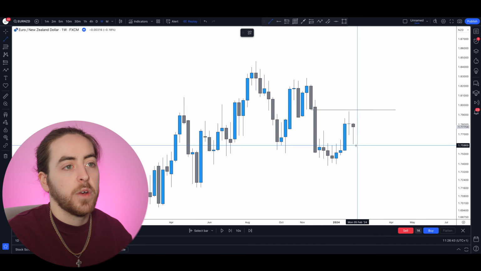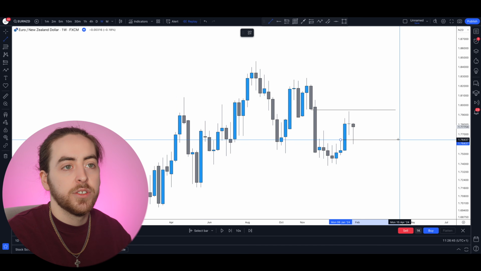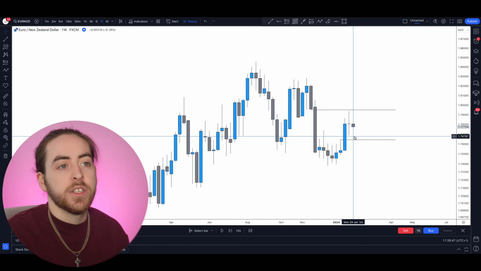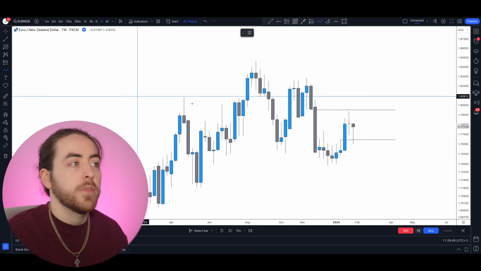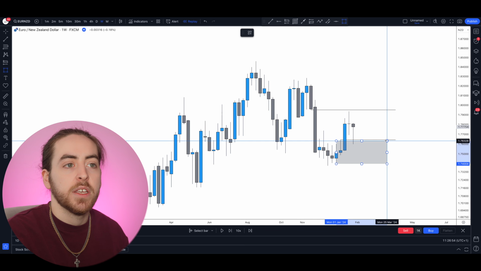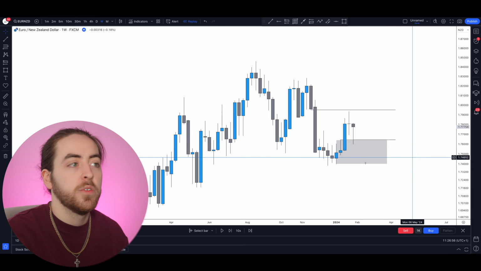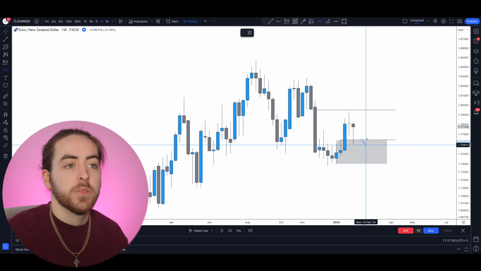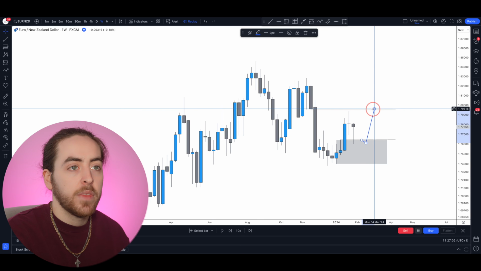Now below that, we have as well a demand zone here on the weekly, just there, which has just about been retested by this wick. And now we have a range down here that we could potentially be working with. So we could either see the market come deeper into this range before moving up, or we could see the market push away from this range pretty much immediately.